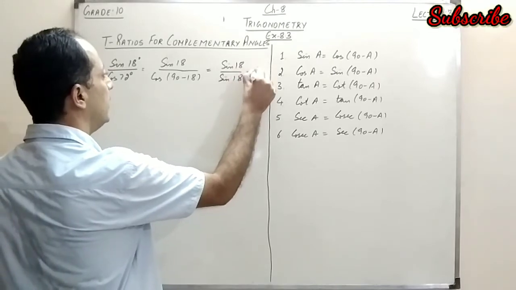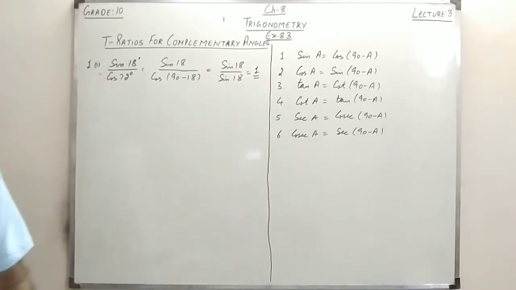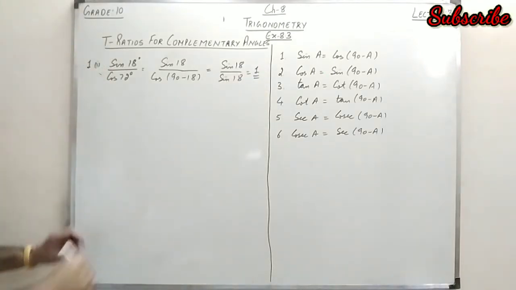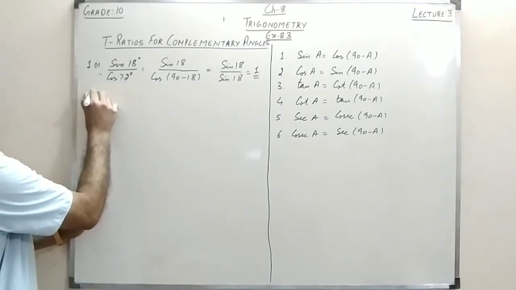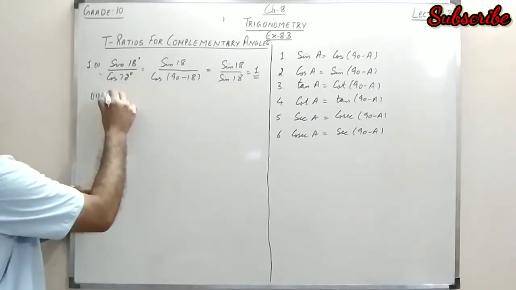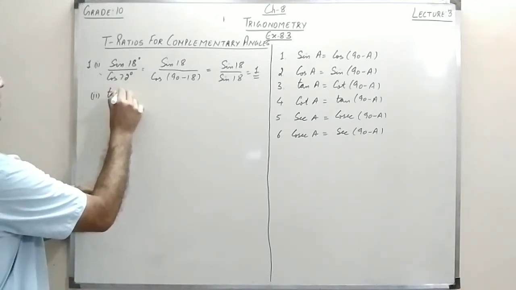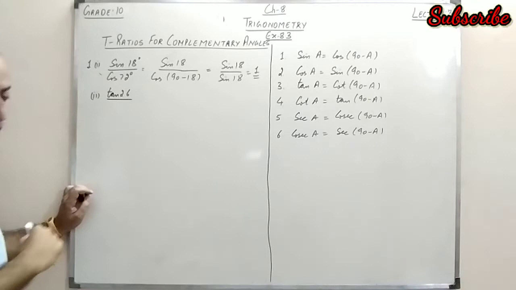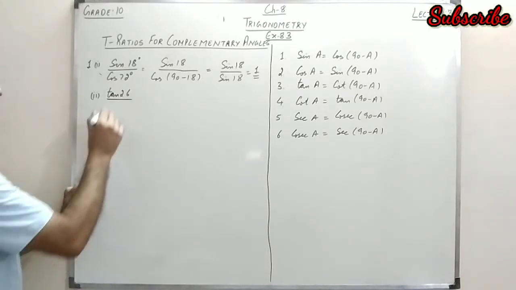So I get the answer as 1. Let's take one more part. The second part. This is given as tan 26 upon cot 64.